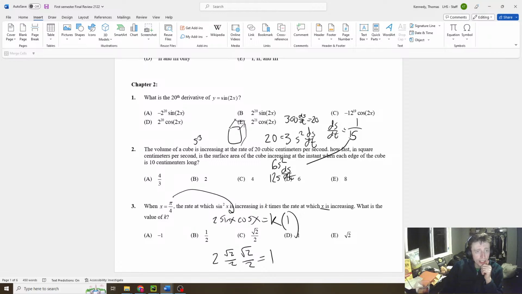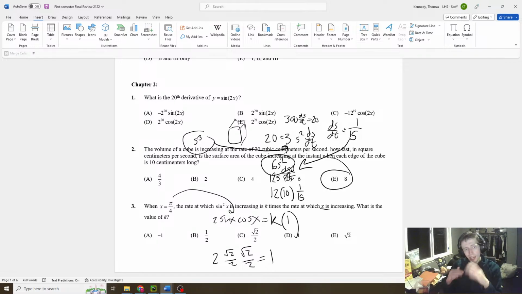And then you just chuck that in down here along with the 10. 12 times 10 times 1/15. And 120 divided by 15 is 8. Rocking it. So it's just a matter of knowing the s cubed formula and the 6s squared, taking the derivative. Remember to do it implicitly because it's with respect to time, and s is not t.